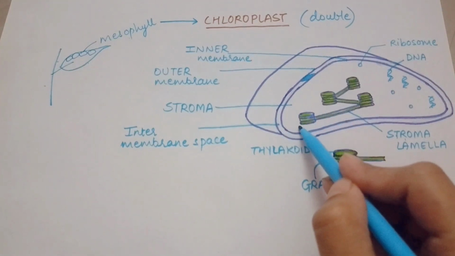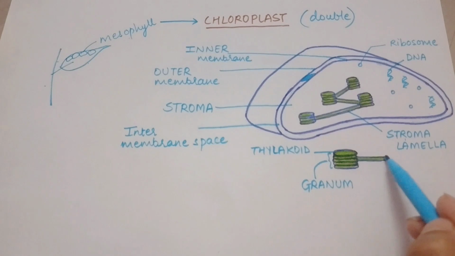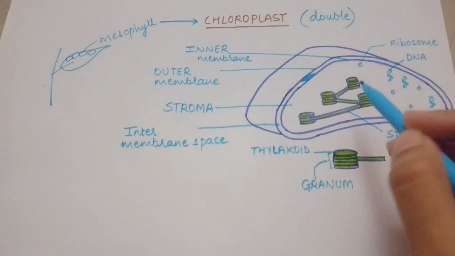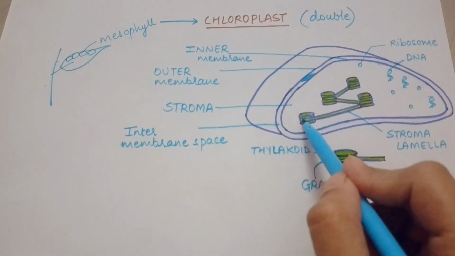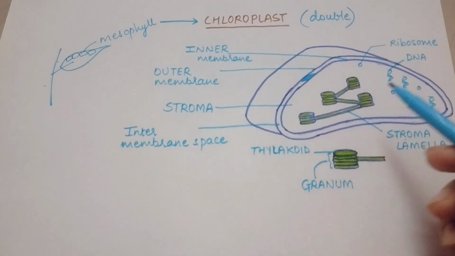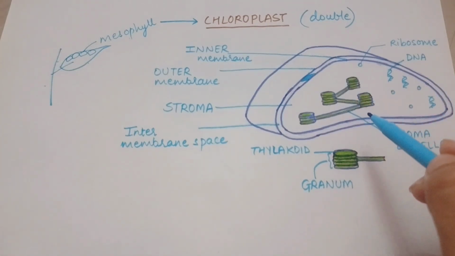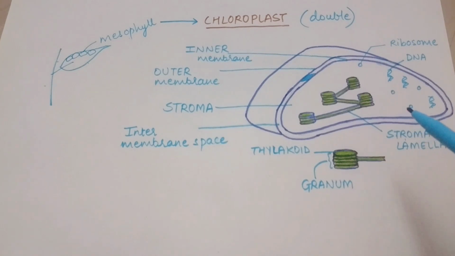Okay, so this complete structure is the granum, individual is thylakoid, and this is the stroma lamellae which arises from one granum which connects subsequent grana. Okay, so this thylakoid, this stroma lamellae, these green color structures, they have chlorophyll pigment which are going to help the plants to trap the solar energy or the light, which will help them to do the further process of photosynthesis. Okay, so don't get confused in thylakoid and granum.